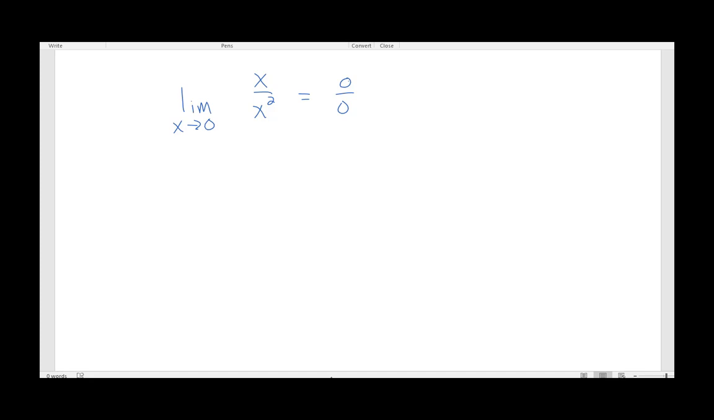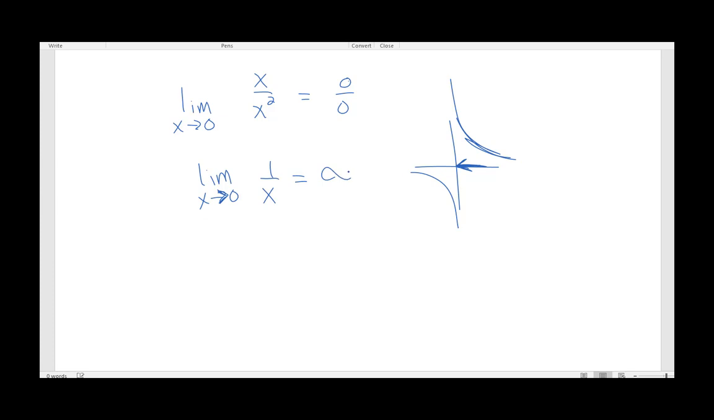In other words, if one of these gets to 0 faster, it's going to dominate the values of that ratio. So what does that mean? If we look at x over x squared and think of algebraic simplification, x over x squared reduces to 1 over x. And if I think of the graph of 1 over x, it looks something like this. As x goes to 0, what does 1 over x do? It shoots off to infinity.